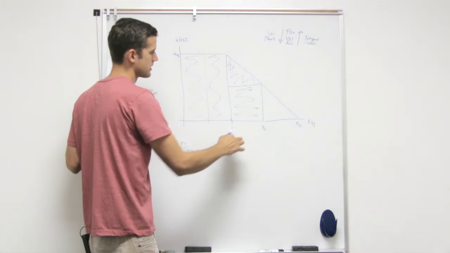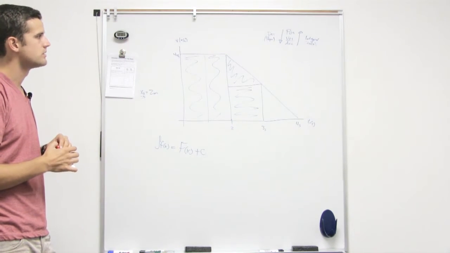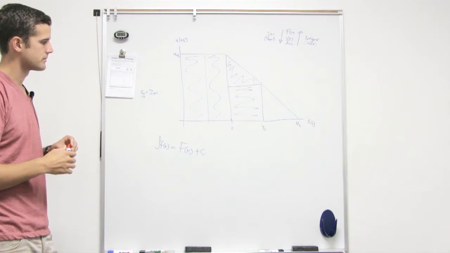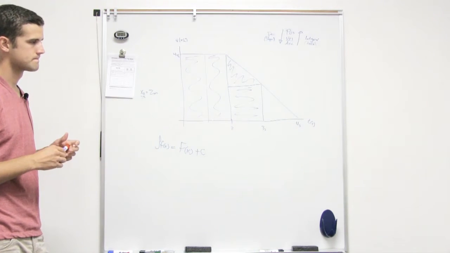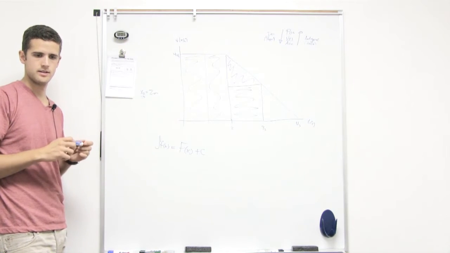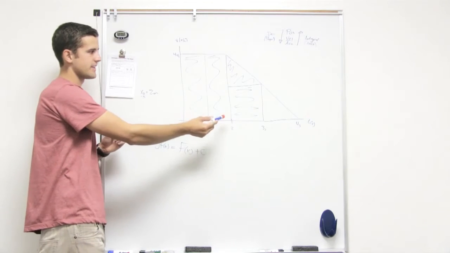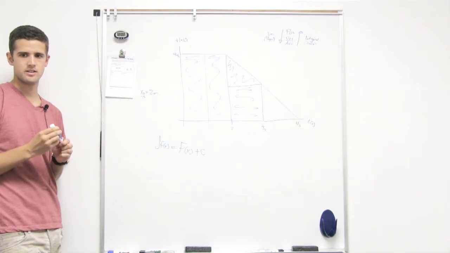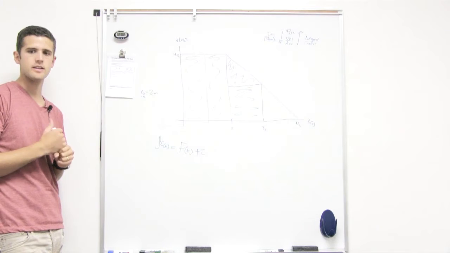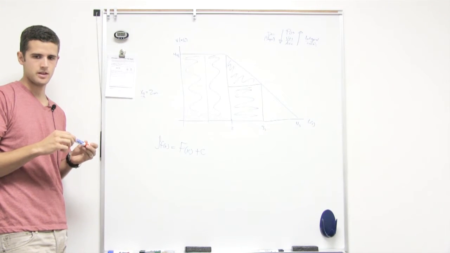So 8, 9, 10. And then we have half of 1, so it's 1. So 11 is the area underneath. So that would be the position. 11 meters, right? Well, you found the area under the curve, that's the change. So then we need to add 2 again. So 13. Because that's what the c is.